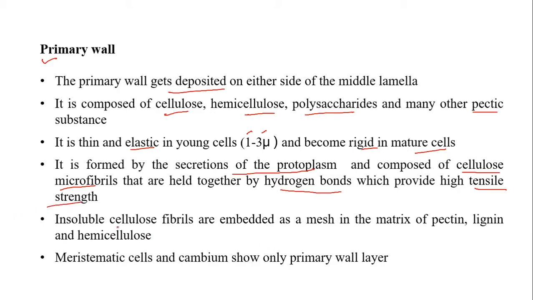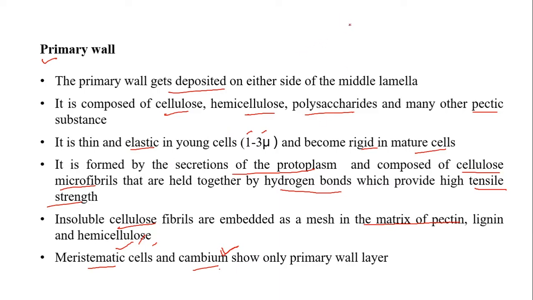They are insoluble and are embedded in the matrix of pectin, lignin, and hemicellulose. These are seen in the meristematic cells and in the cambial cells. That is, the primary wall is present in meristematic cells and in cambial cells. The reason is meristematic cells are continuously dividing and cambial cells have to divide to form secondary xylem and secondary phloem. Now this part I will explain.